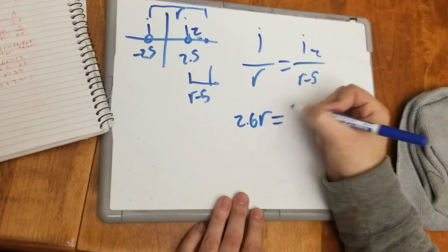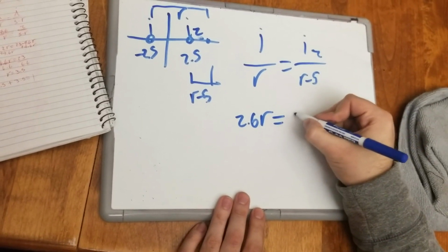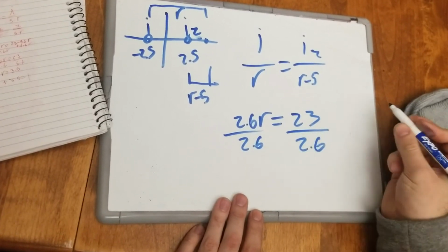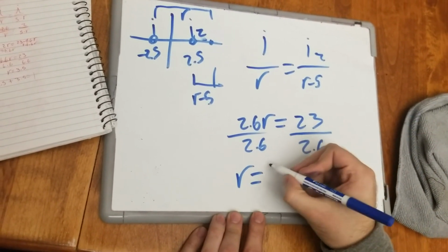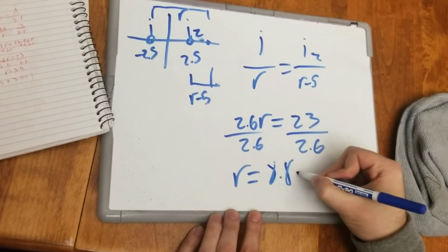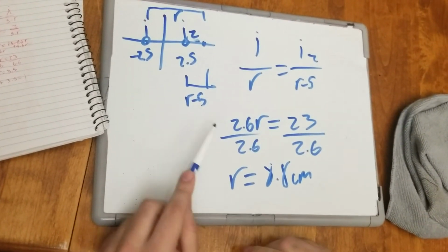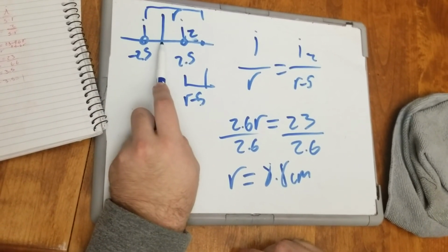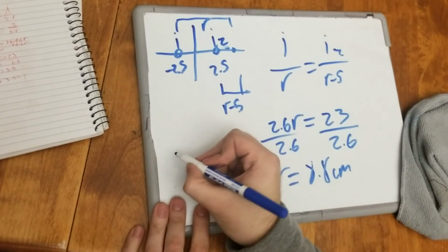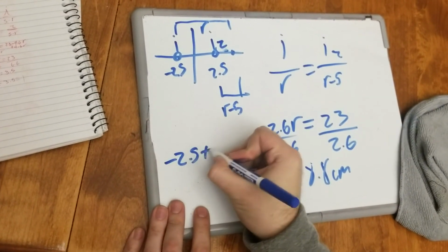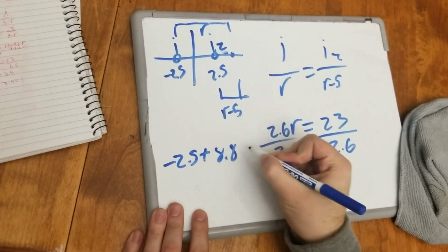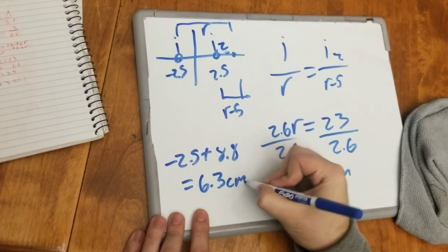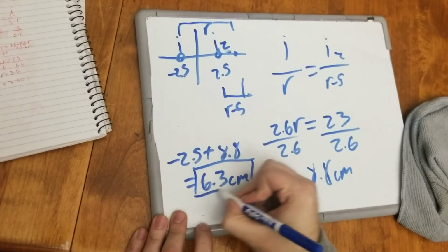2.6 R equals 23. Divide both sides by 2.6, and we get R equals 8.8 centimeters. Now again, this is for R. This number represents R. We want to find out the actual X value of it, so we'll do negative 2.5 plus 8.8. That'll give us 6.3 centimeters.